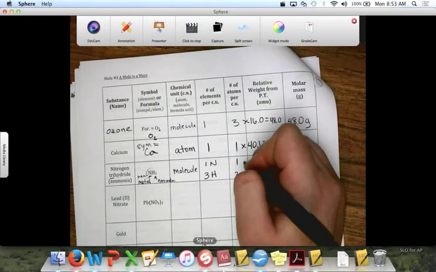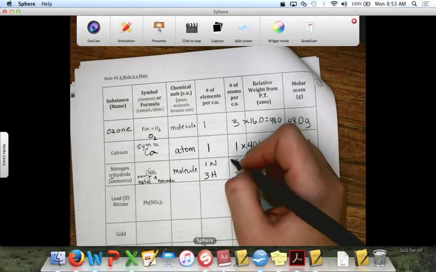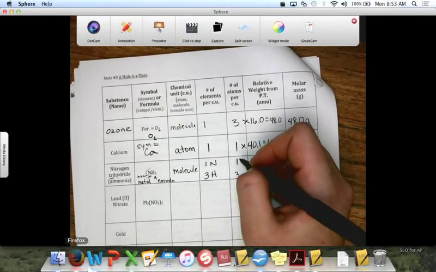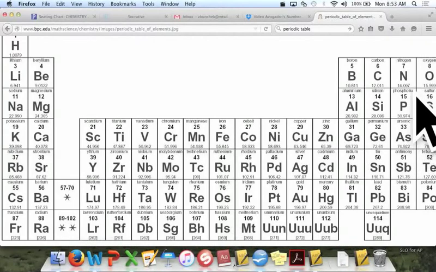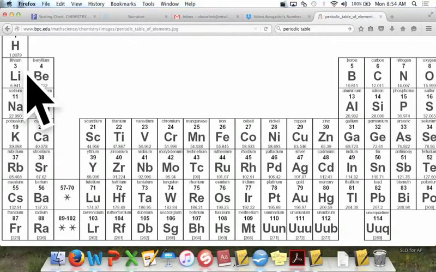So if I do 1 times whatever nitrogen is, if I look at my periodic table, it's 14.0, and I multiply 3 times whatever hydrogen is. If I look over on this side of my periodic table in the corner, I get 1.0 again. And I add those two together to get my total, I get 15.0. So if I have 1 mole of ammonia, I have 15.0 grams.